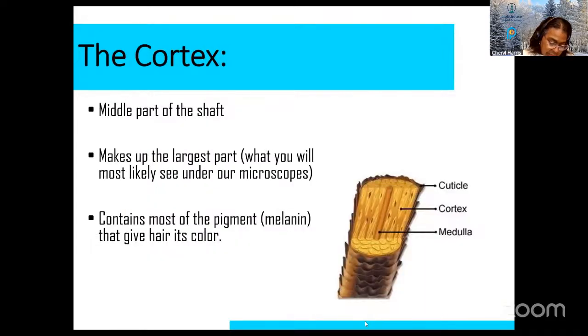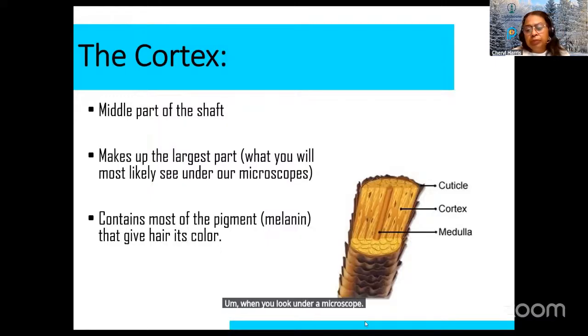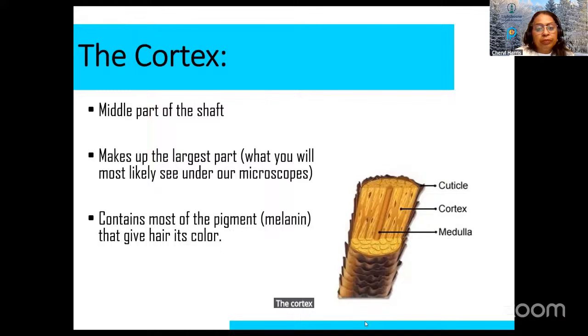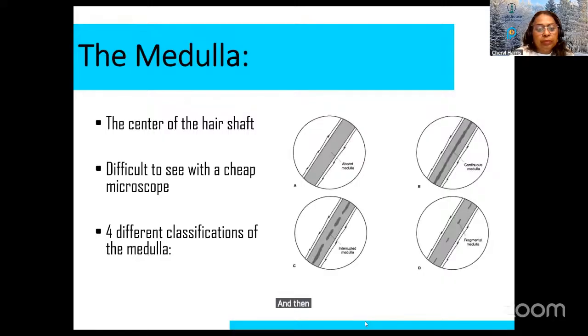The inside part of the hair inside of the cuticle is known as the cortex, and it makes up the largest part of the hair shaft. When you look under a microscope, this is the part that you will most likely see. The cortex contains the pigment or the melanin, which gives the hair its color. And then the very inside or core portion of the hair shaft is the medulla.